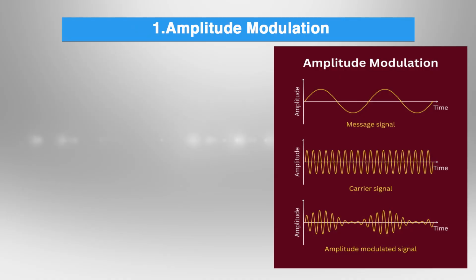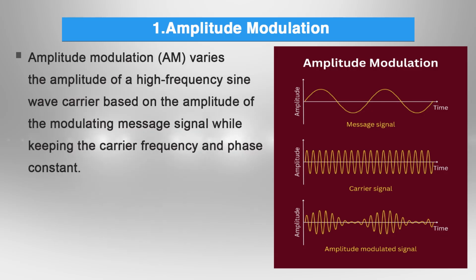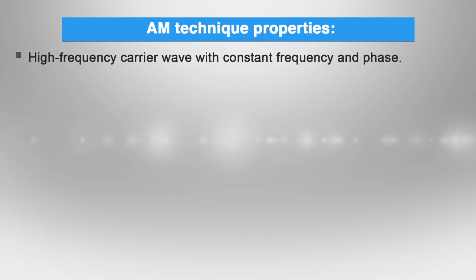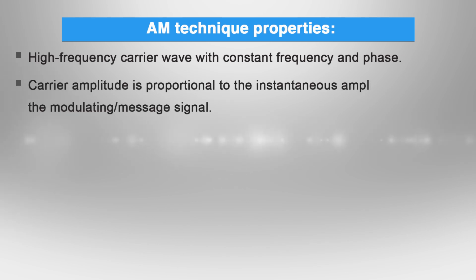So let us start with amplitude modulation. Amplitude modulation varies the amplitude of a high frequency sine wave carrier based on the amplitude of the modulating message signal, while keeping the carrier frequency and phase constant. Some AM technique properties are: high frequency carrier wave with constant frequency and phase. Carrier amplitude is proportional to the instantaneous amplitude of the modulating message signal.